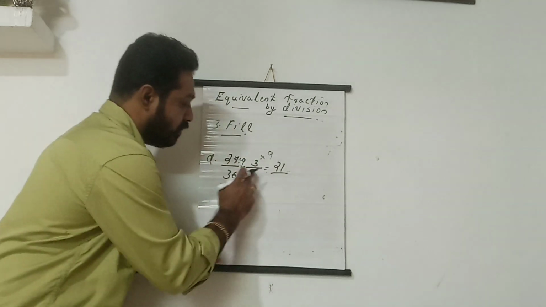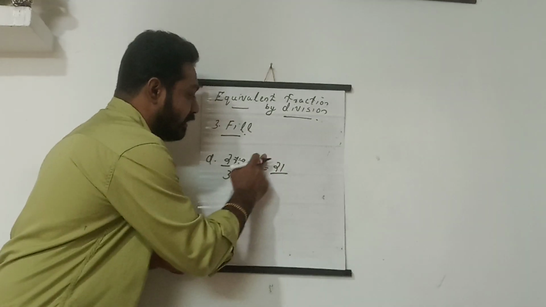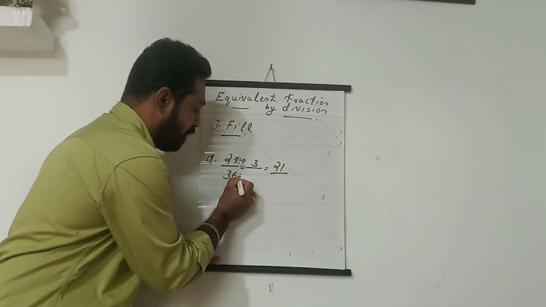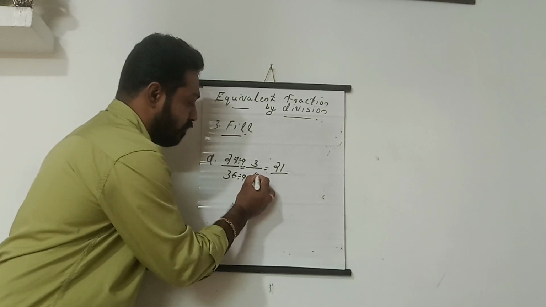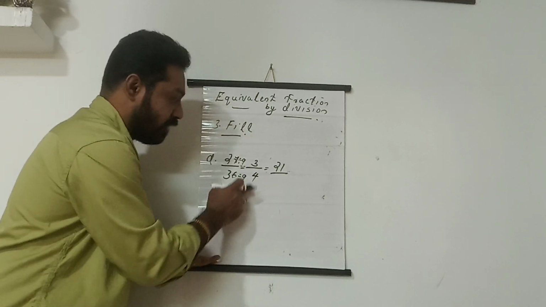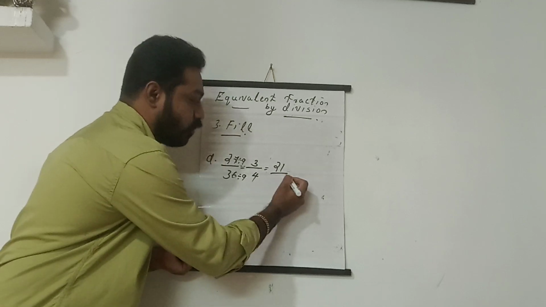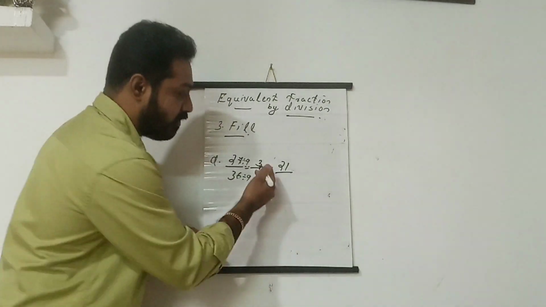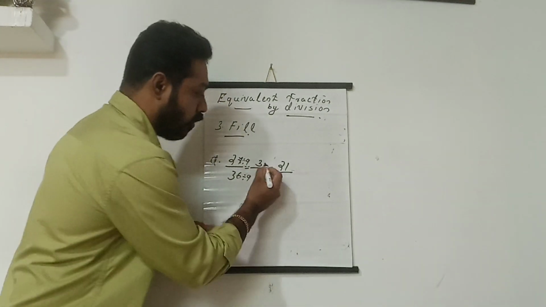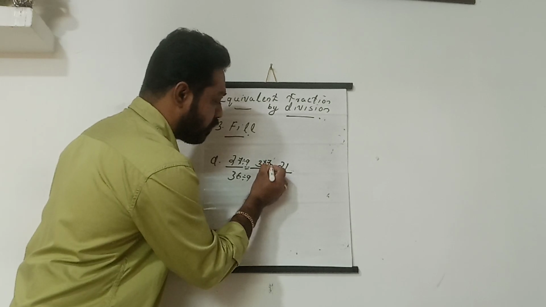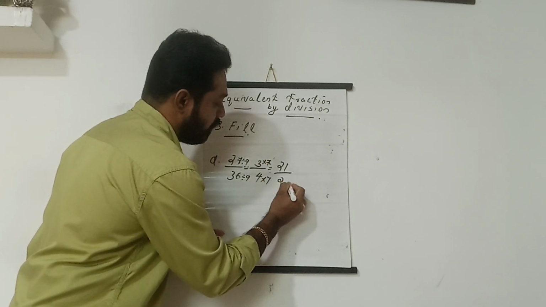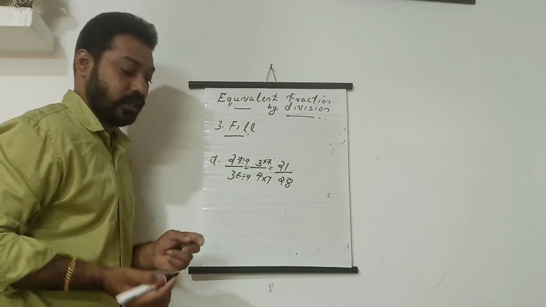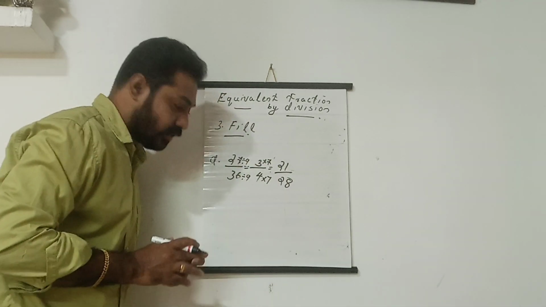Understand? So 27 by 9 is what? 3. So that same number we have to divide here. So 36 by 9 is what? 4. So here it is clear. 3 by 4 we get. Then 3 becomes 21. Now it is increased, so here we multiplied by a number. How does 3 become 21? 3 7s are 21. Same thing you have to do here. 4 into 7, then 28. 21 by 28. Okay, so that's the thing D.